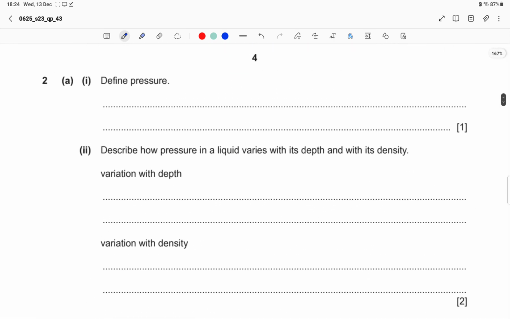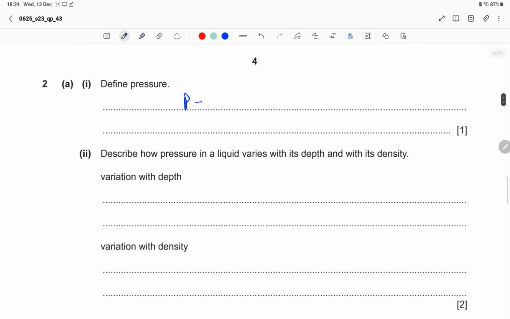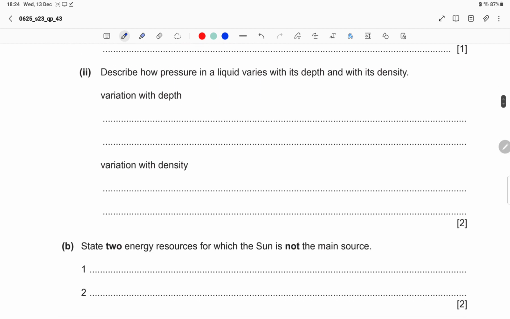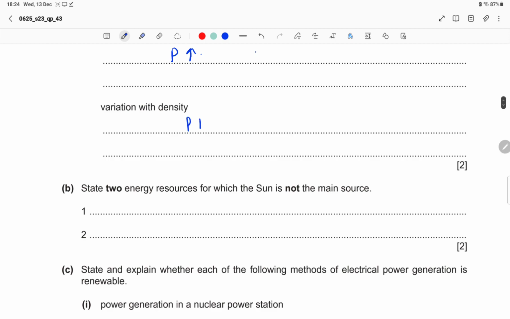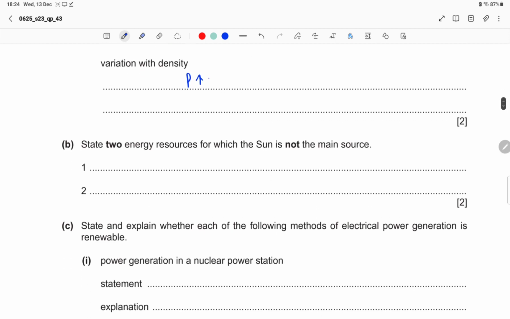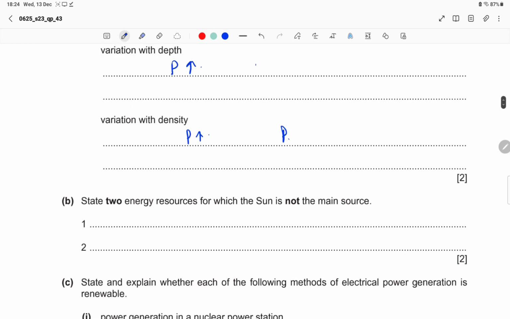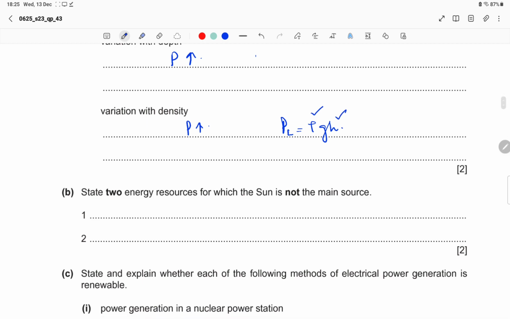Define pressure. Simply write the formula for this. Pressure equals force over area. Describe how pressure in a liquid varies with its depth and with its density. Obviously with the depth its pressure will increase, because we know that the pressure is directly proportional to the depth, and with the density it's going to increase as well, because the formula is going to tell us that it's rho g h. So it depends upon the density and the height.